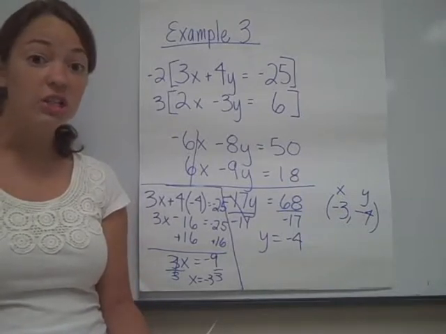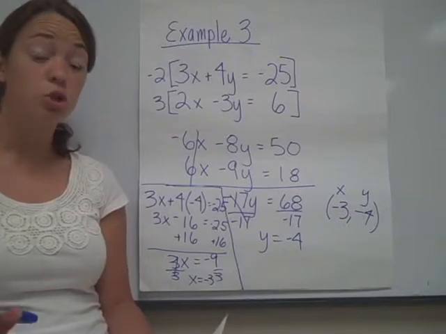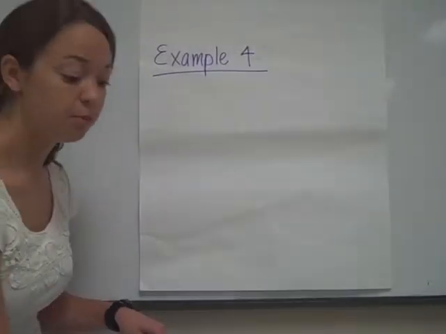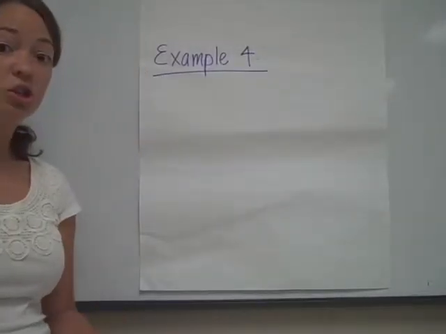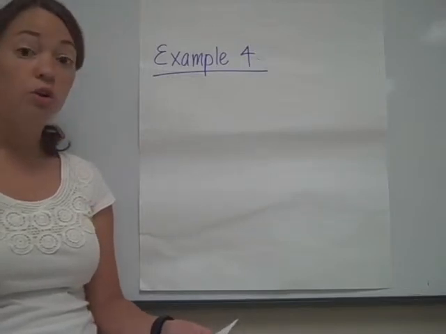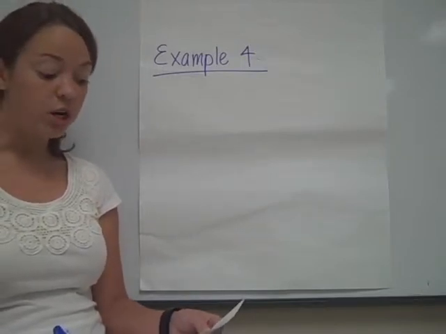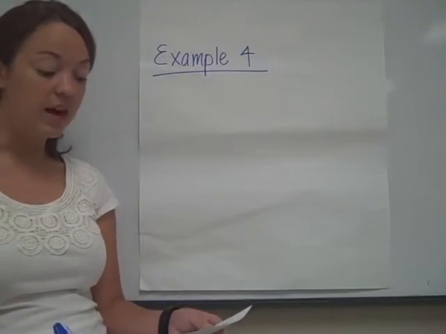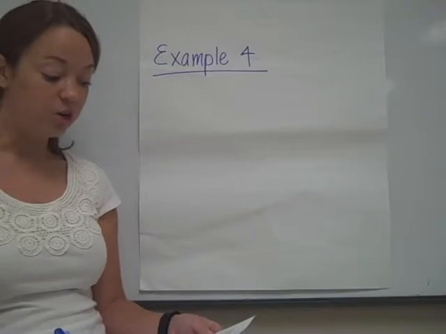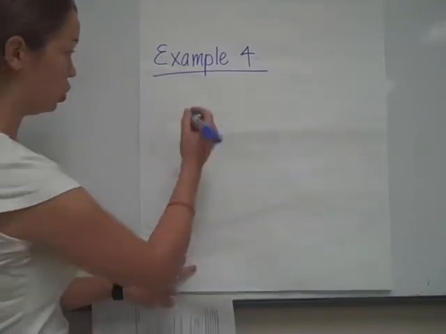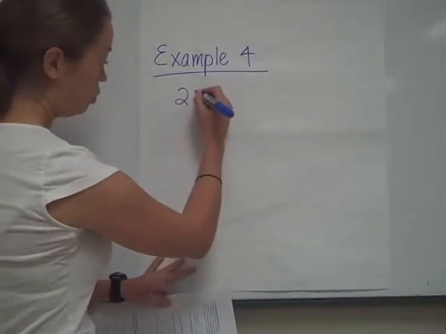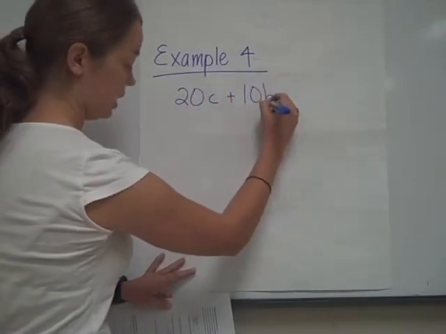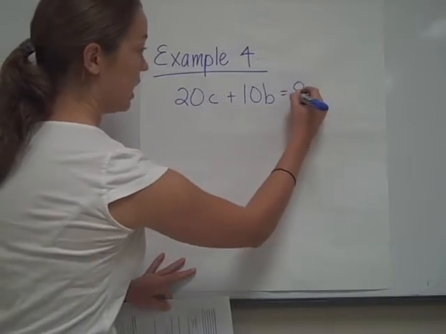So you need to look at your table, and we need to decide on two systems of equations. So for example 4, we should create two equations. We know for preparation, we have 20 minutes for cookies, 10 minutes for bread, and all of that together needs to equal 800 minutes. So our first equation should be 20C plus 10B equals 800.